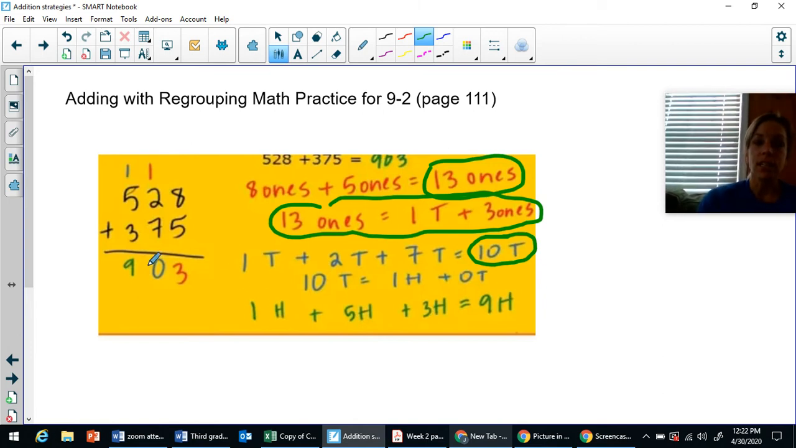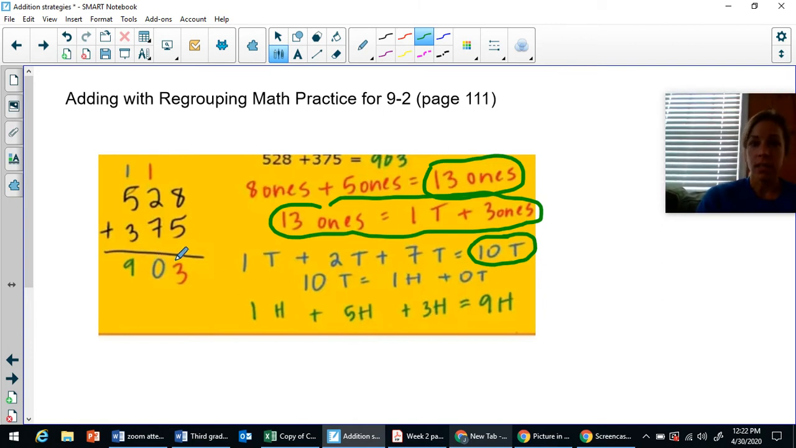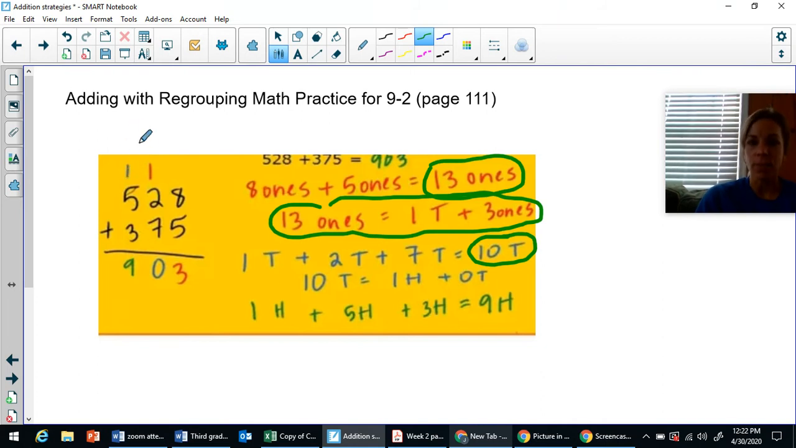So I'm going to leave that 0 because now there's 0 tens, and now I have to give that 100 to the hundreds place. And now I can easily add up those hundreds. I have 100, 500, 300, which equals 900. So really, when I look at this, the answer is 903.